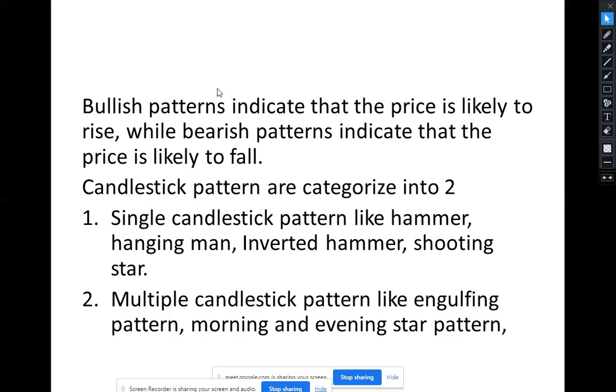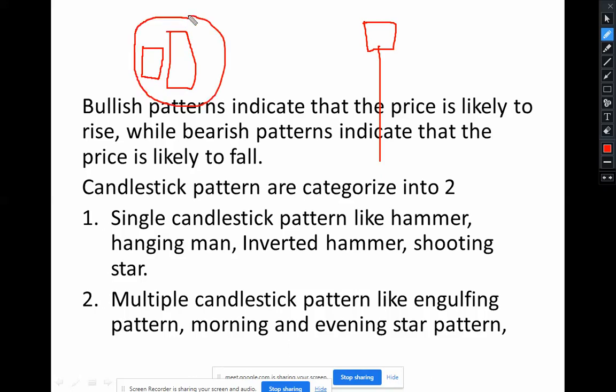Candlestick patterns are categorized in two: single candlestick patterns like hammer, hanging man, inverted hammer, shooting star. Then multiple candlestick patterns like engulfing pattern, morning star, evening star. Some candlestick patterns stand on their own. Once you spot them, they are telling you a story about the market. Some cannot stand on their own, but are multiple. They can be two or three. They tell you a story of what the market is doing.